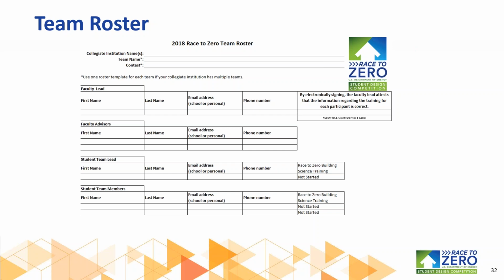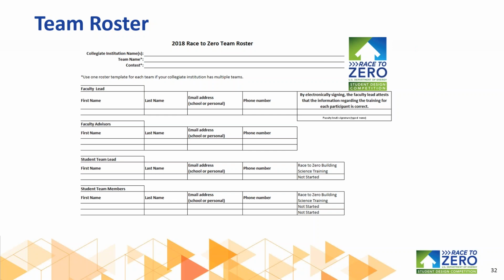Submitting a roster will provide the organizers a list of names to grant access to the Race2Zero groups.io portal, which I'll be talking about here shortly, which is the main means of communication for information, webinars, and other resources during the competition. As your team is formed, you can resubmit updated team rosters as often as needed. Make sure to change the submission date and the file name before resubmitting.